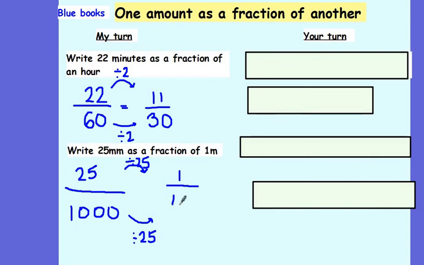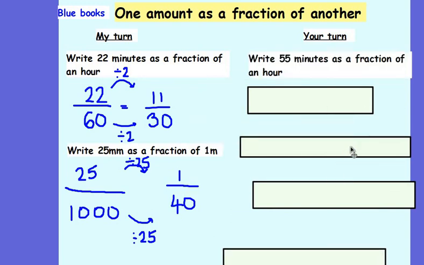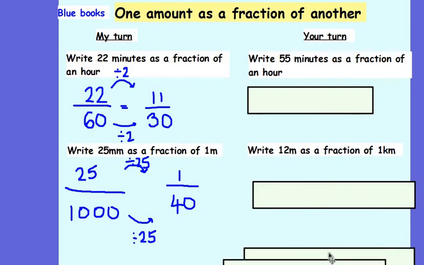Exactly, 1 out of 40. So we can say that 25 millimetres is a 40th of a metre. Over to you, Year 7. Please pause the video for a couple of minutes and have a go at these two questions in your dark blue books.